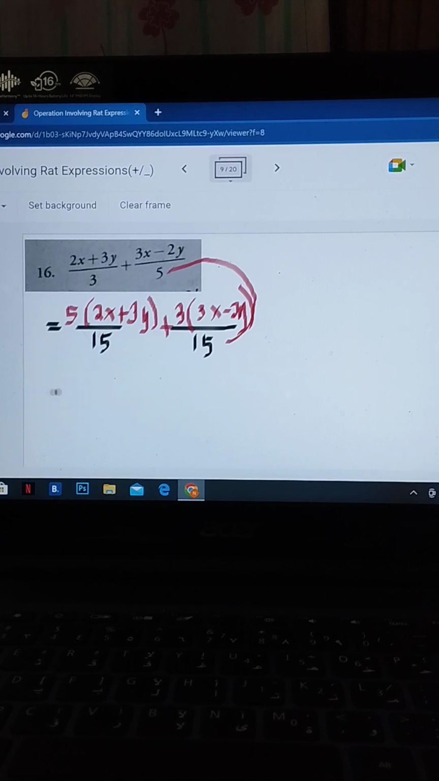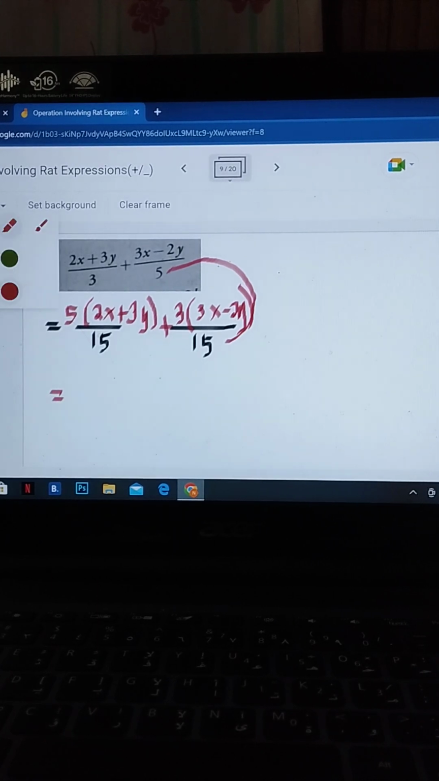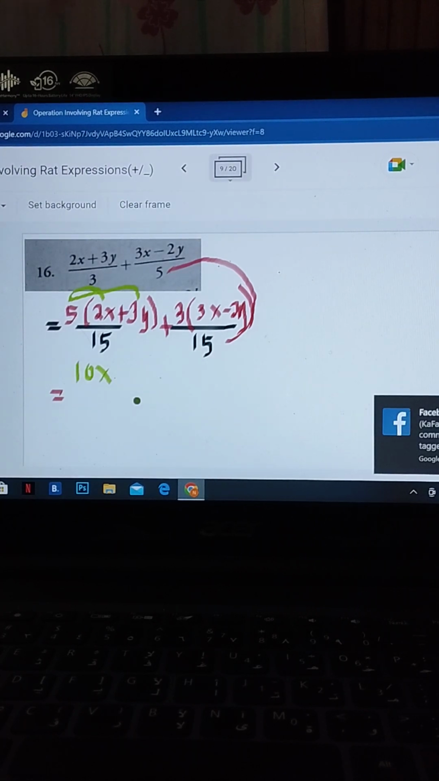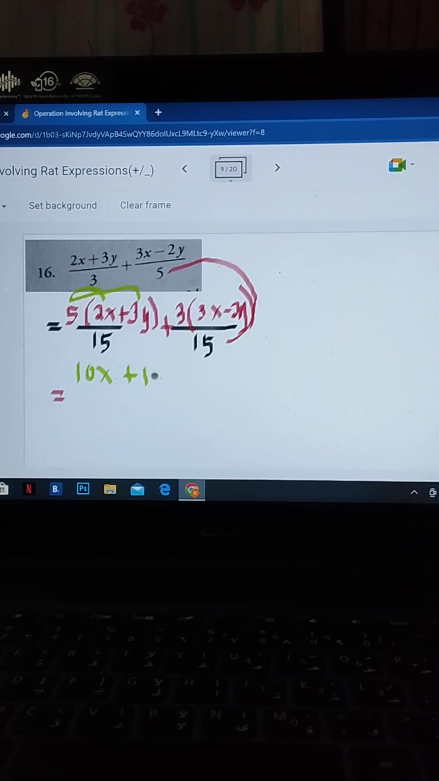Okay, so apply distributive property. 5 times 2x, so 10x. 5 times 3y equal to 15y. All over 15.